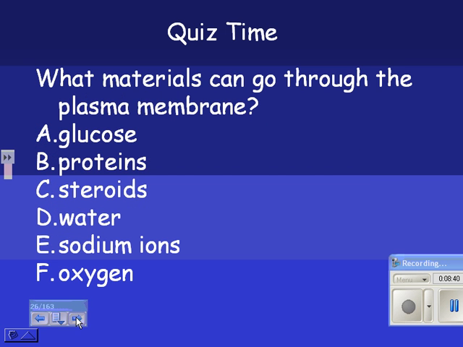Okay, there we are. What materials can go through the plasma membrane? Glucose, nope, it's big enough and polar. Proteins, nope. I shouldn't have said charged, it's polar and big enough. That would be a no. Proteins are polar and big, so that would be a no. Steroids, yep, it's a lipid. Water, yeah, it's little enough. Ions, no. Oxygen is little and it's nonpolar anyway.